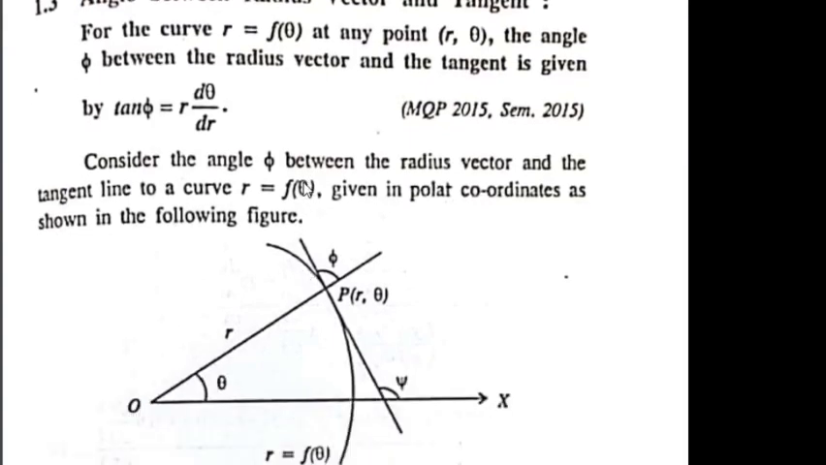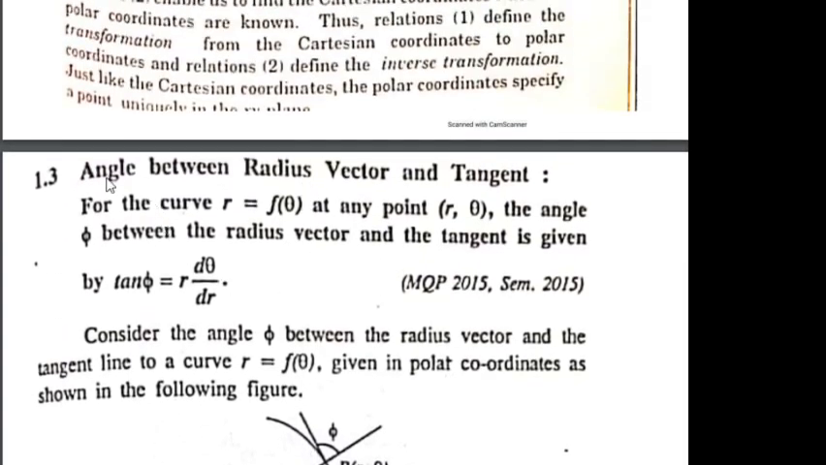Next we derive the angle between the radius vector and the tangent. Let r is equal to f of theta be a polar curve, and let the angle between the radius vector and the tangent be phi. Now what we have to show is tan phi is equal to r d theta by dr. So this is the equation for the angle between the radius vector and the tangent.